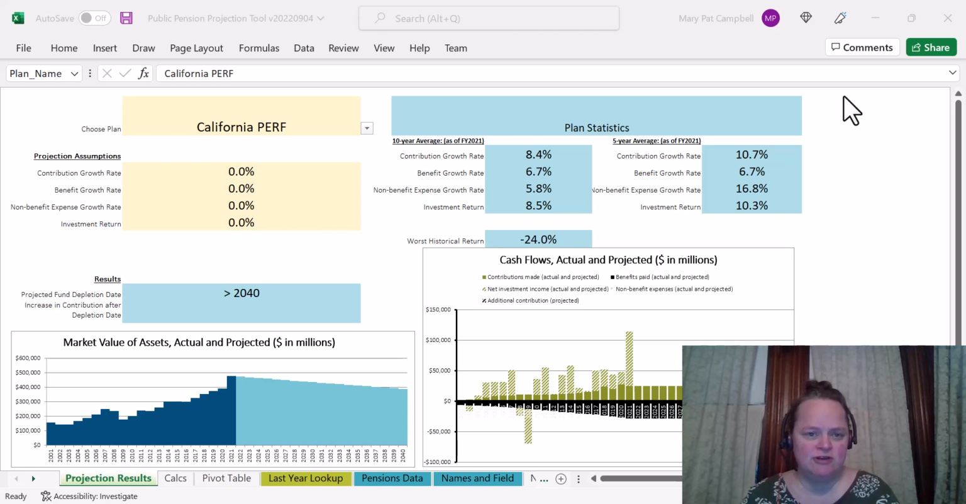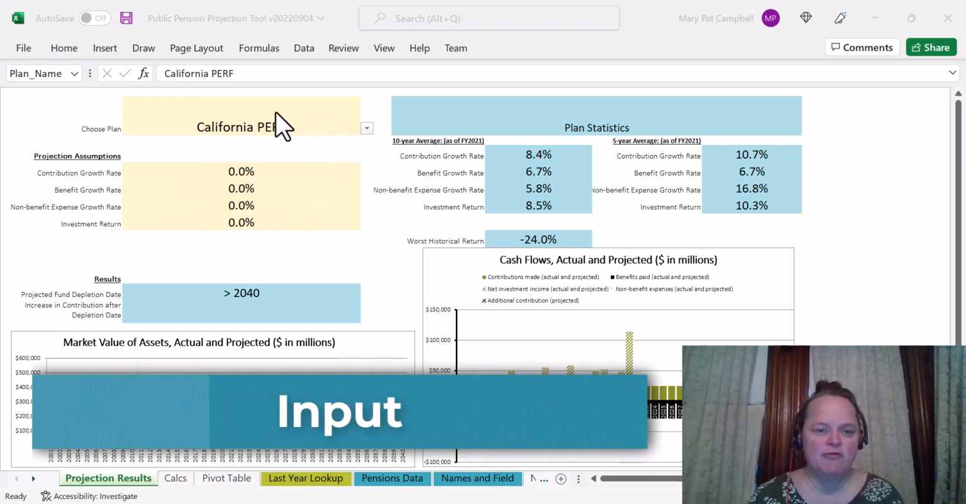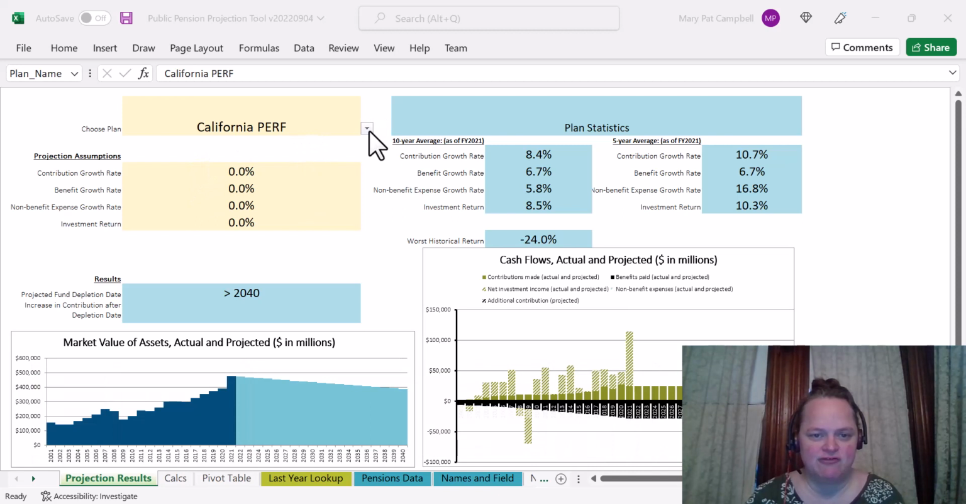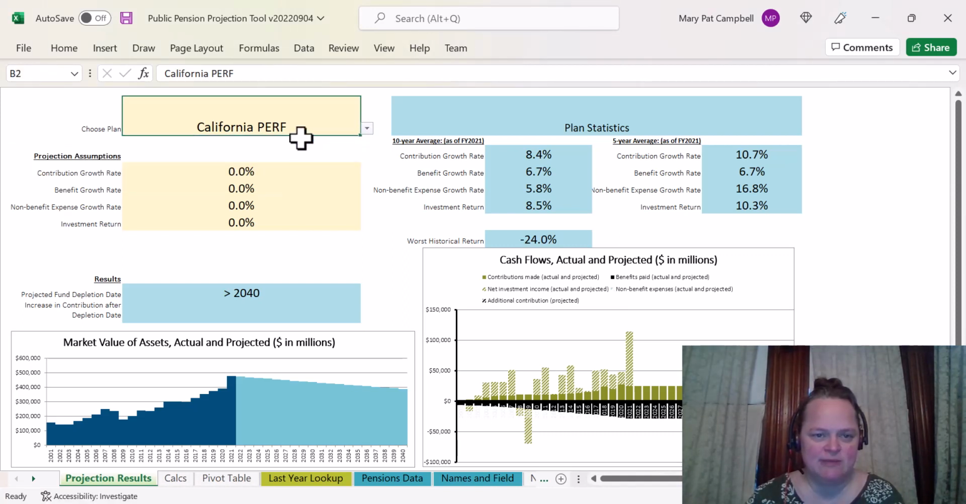I'm going to use CalPERS, so that's California PERF, as my demonstration plan for the base. And then I'm going to do a couple of stressed plans, a few other plans, to demonstrate how this tool works. So in the yellow area, in the upper left up here, that's where you do your input. There is a drop down, so you see where the California PERF is. You can pull down and choose the plan you want. So we're just going to keep it on California PERF for right now.